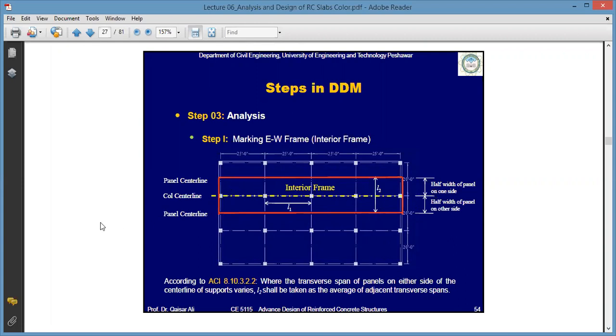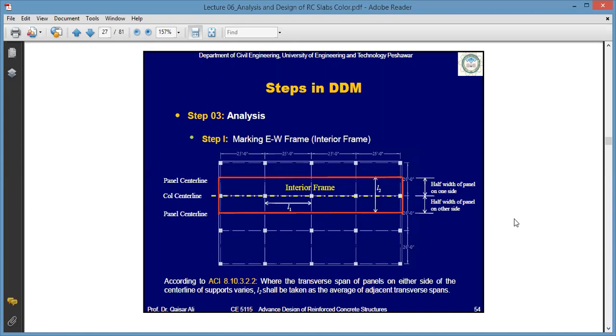So half the width of the panel will come on one side, and half the width of the panel will come on the other side. You know this thing. This is the frame and this is the total width. Now you have to divide this, half the width of the panel on one side and half the panel on the other side.